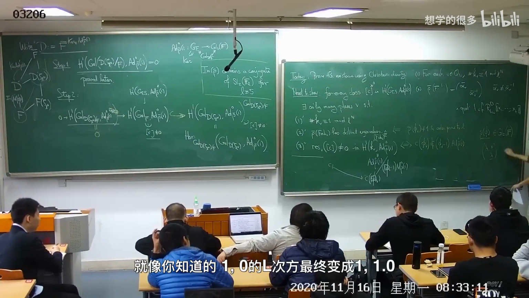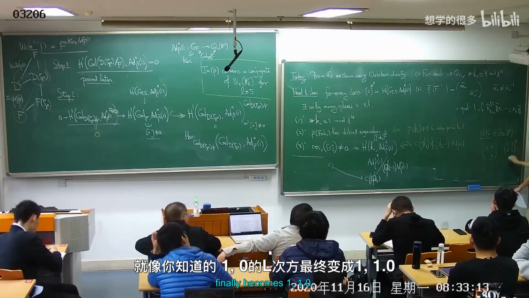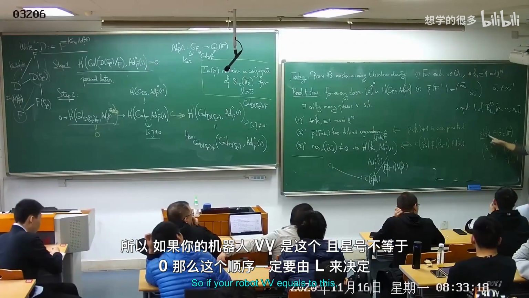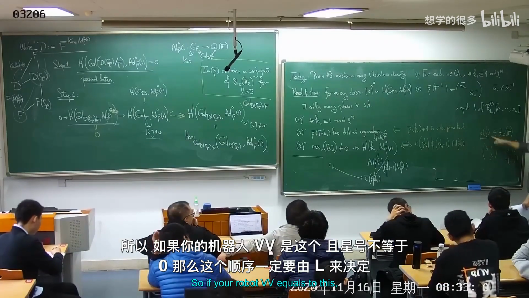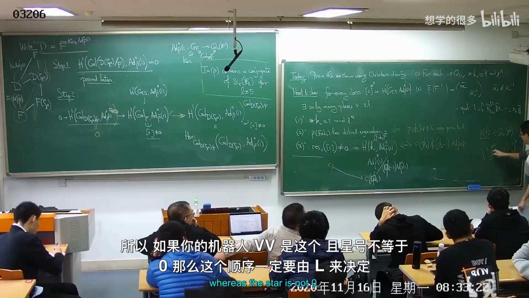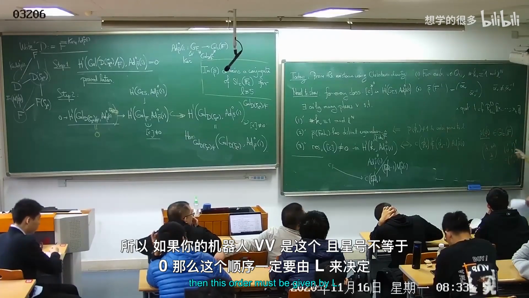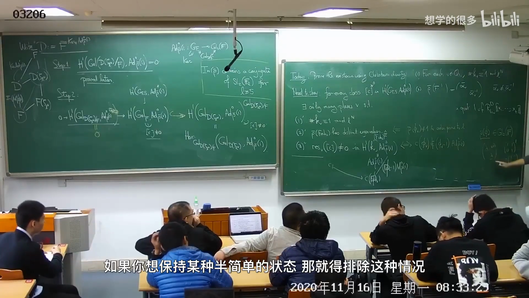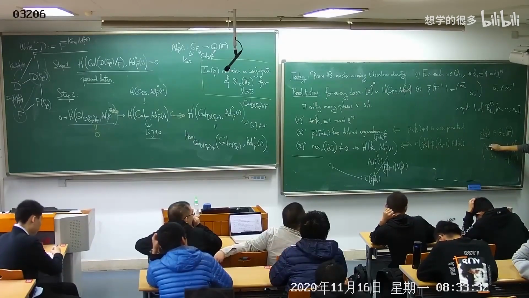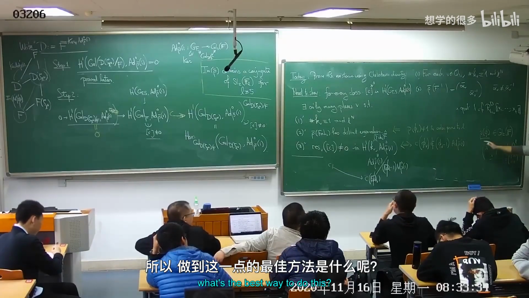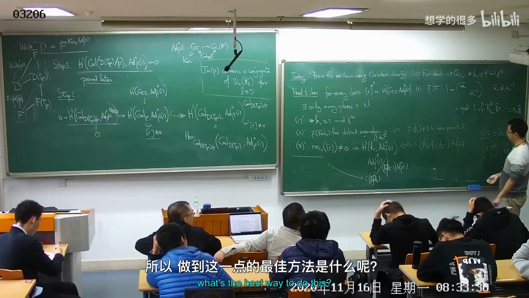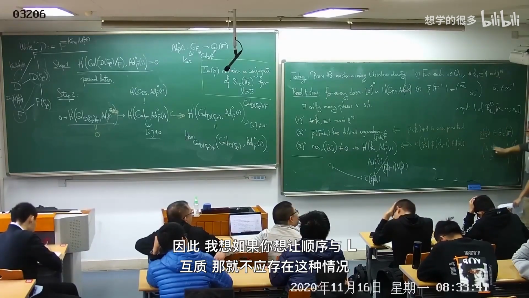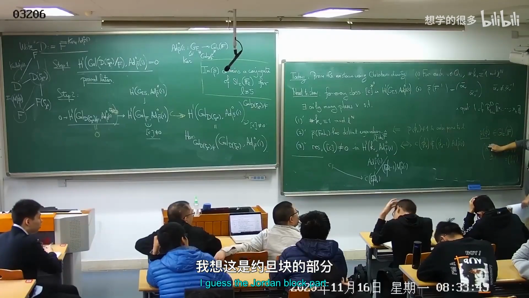So 1, 1, 0, 1 to the L's power finally becomes 1, 0, 0, 1. So this one has order L. So if your rho bar v equals this, where the star is not 0, then this order must be divisible by L. So if you want it to be semi-simple, you want to rule out this case. So if you want order prime to L, you don't have the Jordan block part.